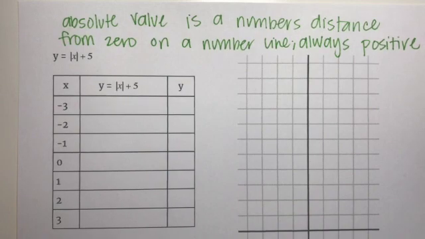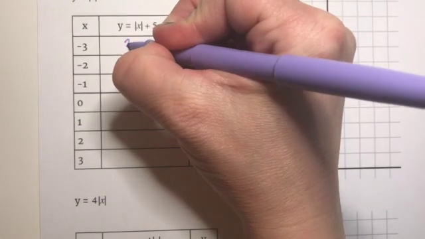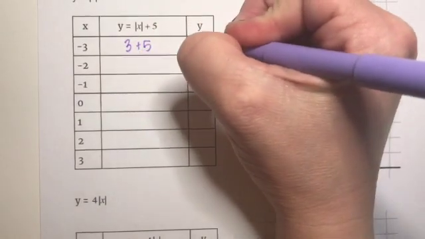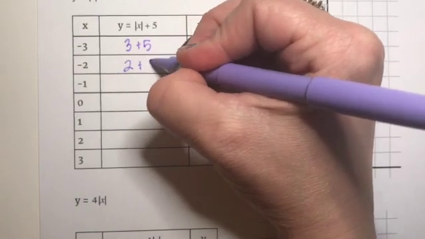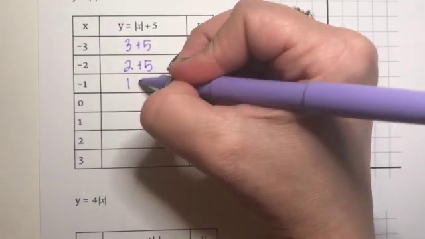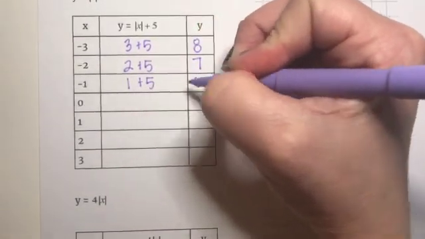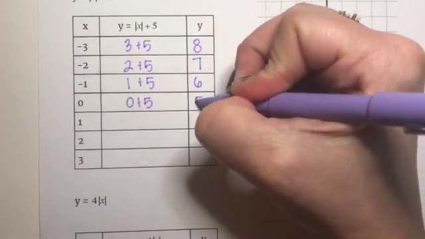Okay, so on this first equation or first function up here, if I have y equals the absolute value of x plus 5, so let's say x is -3. What's the absolute value of -3? It's +3. And then 3 plus 5 is 8. What's the absolute value of -2? 2. 2 plus 5 is 7. What's the absolute value of negative 1? 1. 1 plus 5 is 6. Absolute value of 0 is 0. 0 plus 5 is 5.